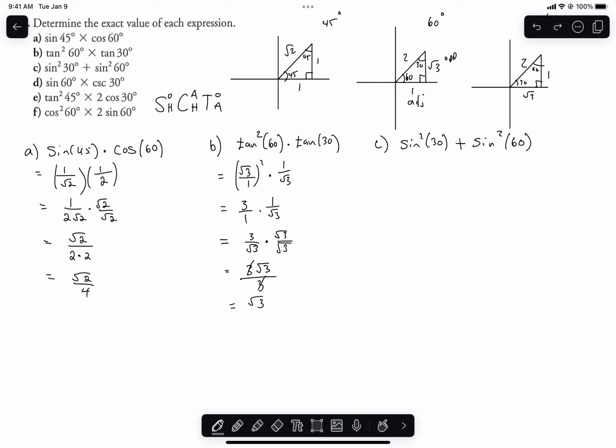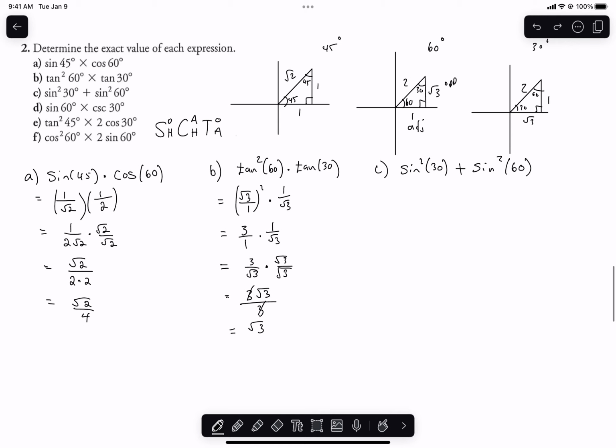So the sine of 30 is going to be 1 over 2. Because it's sine squared 30, I'm going to square the result. Then I'm going to add sine squared of 60, so find the sine of 60. The sine of 60 is root 3 by 2. And I have to square it because of the sine squared 60.